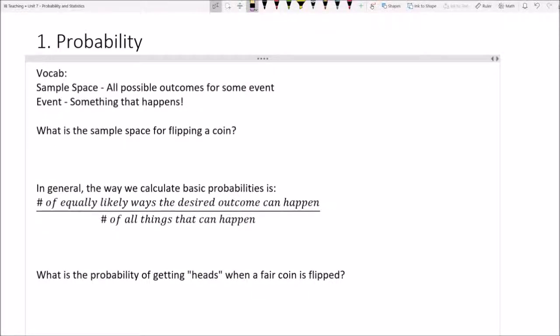And the reason I'm back at it again is because today we're starting a new unit. We're going to get into the IB unit regarding probability and statistics. So let's go. We're going to start out by talking about some basic vocab today.